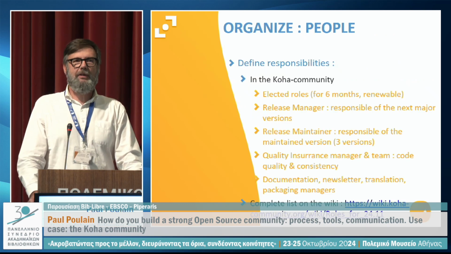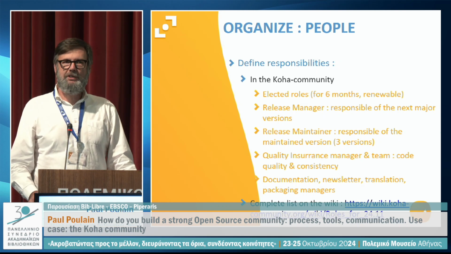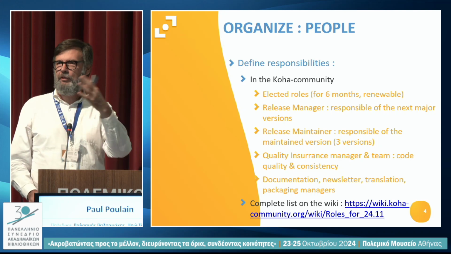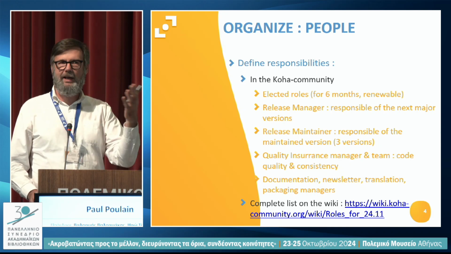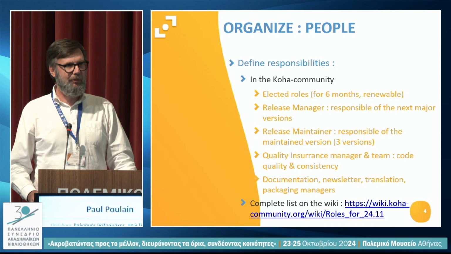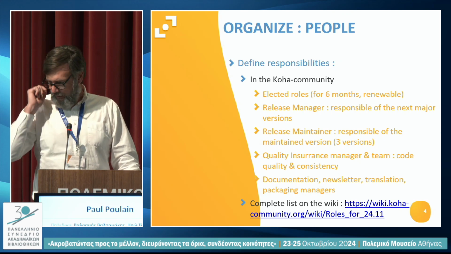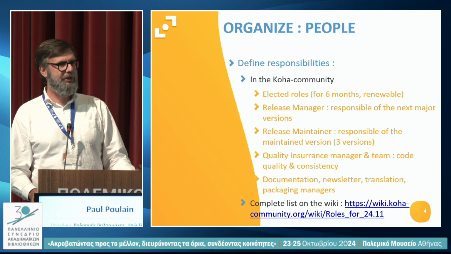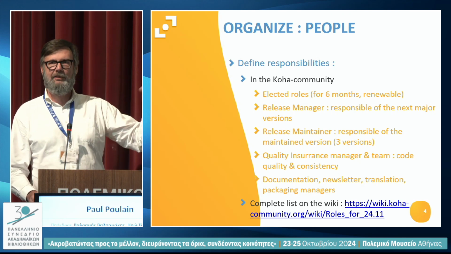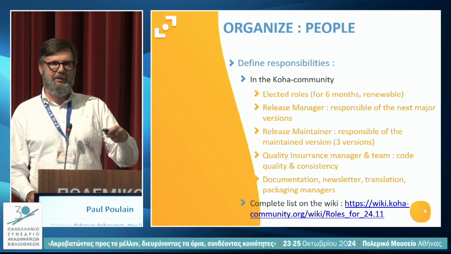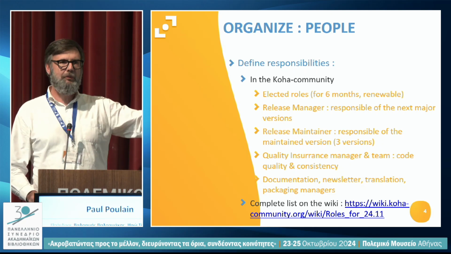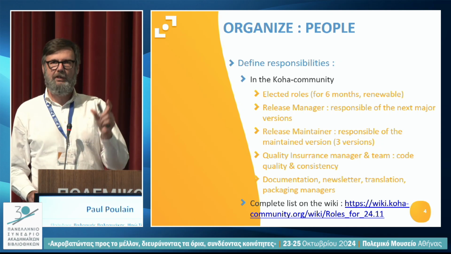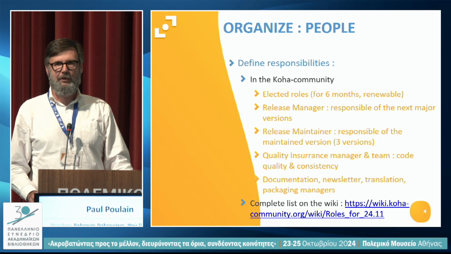So people, first of all. In an efficient open source community, we define some responsibilities. Depending on the community, the community chooses to elect or define roles the way they want. In the Koha community, we have some elected roles. We elect people for a duration of 6 months, and every 6 months, we elect again. Sometimes a given person continues from 6 months to 6 months to 6 months in the same responsibility, but sometimes it changes. And for some roles, it's really just a 6-month period.